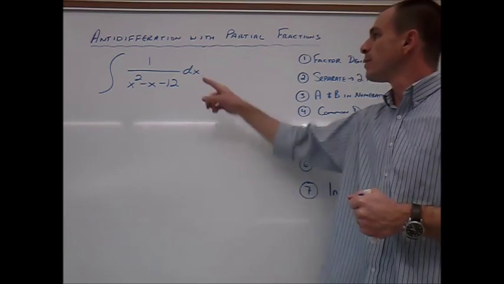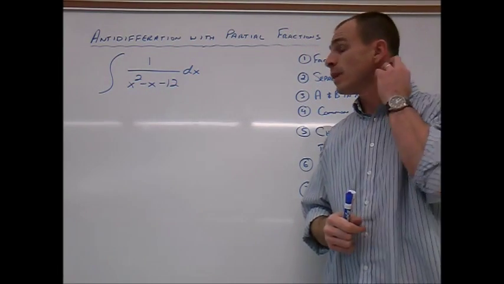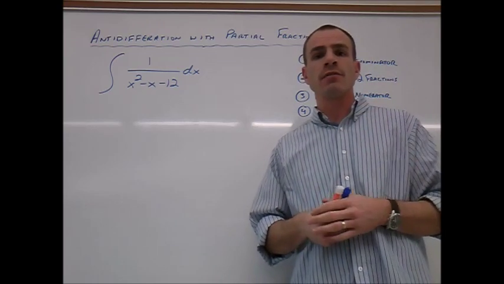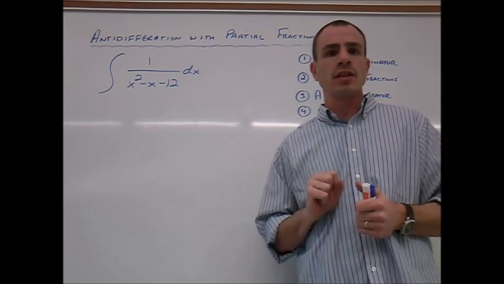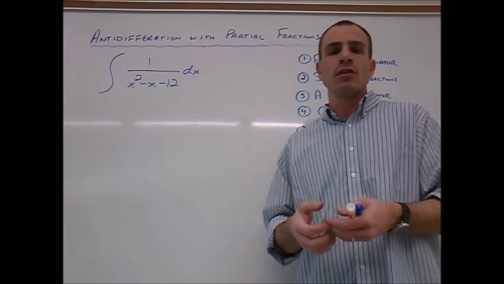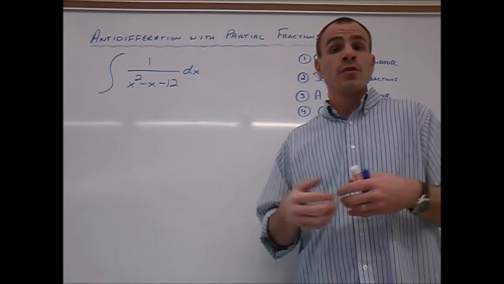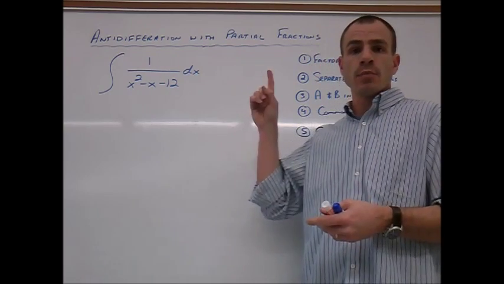So what we're looking at here is the antiderivative of 1 over x squared minus x minus 12 dx. We're looking to find that antiderivative. If we make u equal to the denominator, we could do that. However, there is no du that corresponds in the numerator, so therefore we are out of luck there. So we have to go to plan B, and plan B is partial fractions.